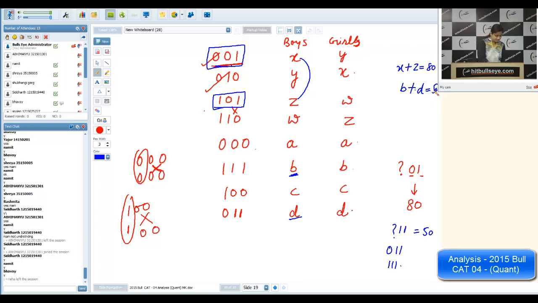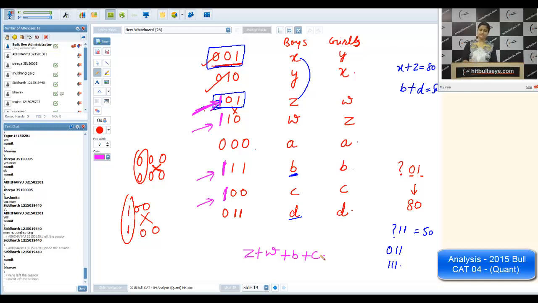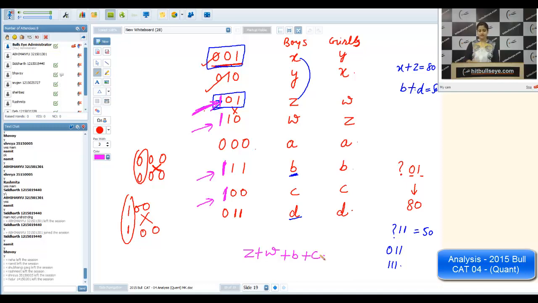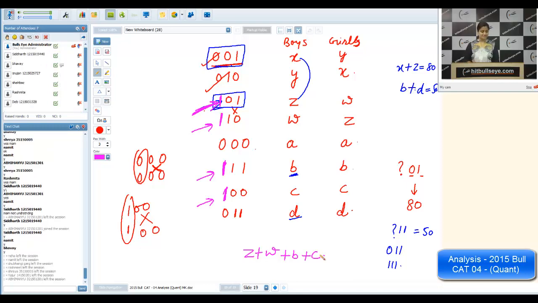Now, there was a question. How many boys scored 1 in academics? See, we are getting a 1 here. And a 1. We want to calculate the total number of boys in this category. So it will be Z plus W plus B plus C. If we calculate the whole stuff in this manner, we'll get many equations. By using two equations out of those equations, we can get the value of Z plus W plus B plus C. Is it okay, all of you?